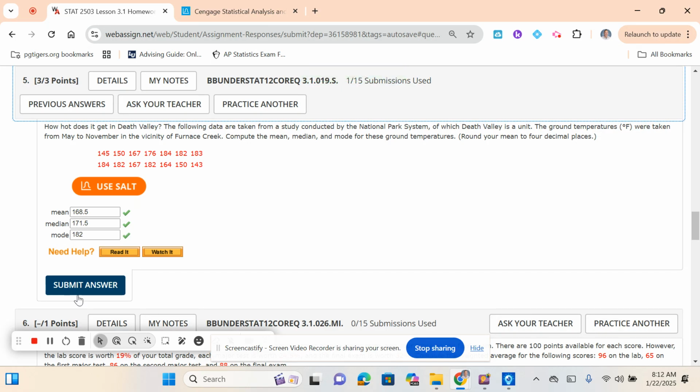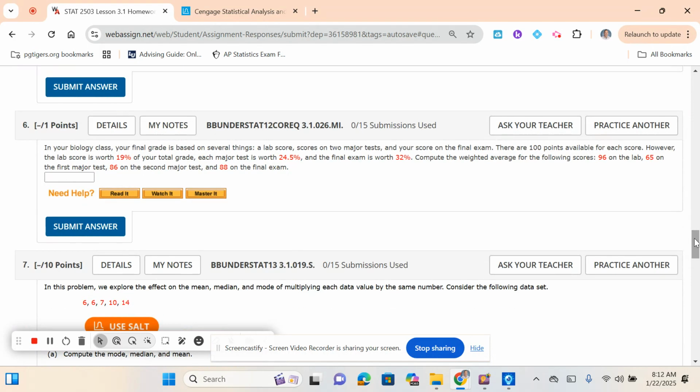All right. So now weighted mean, this one will be on your test. So you got to be careful here. In your biology class, your final grade's based on several things: a lab score, scores on 2 major tests, and the scores on your final exam. There's 100 points available for each score. However, the lab score is worth 19% of your grade. Each major test is worth 24.5%. Each final exam is worth 32%. Compute the weighted average for the scores: 96 on the lab, 65 on the first test, 86 on the second major test, and 88 on the final exam.